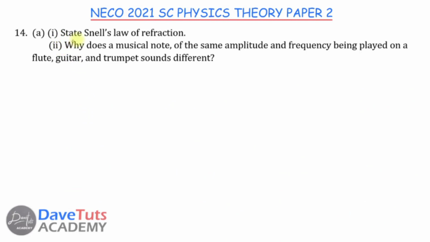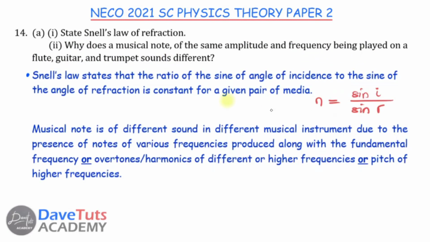Here in this question, we are being asked to state Snell's law of refraction. We're also being asked why a musical note of the same amplitude and frequency being played on a flute, guitar, and trumpet sounds different. For the solution to this, Snell's law states that the ratio of the sine of the angle of incidence to the sine of the angle of refraction is constant for a given pair of media, and that ratio is what we actually call the refractive index.